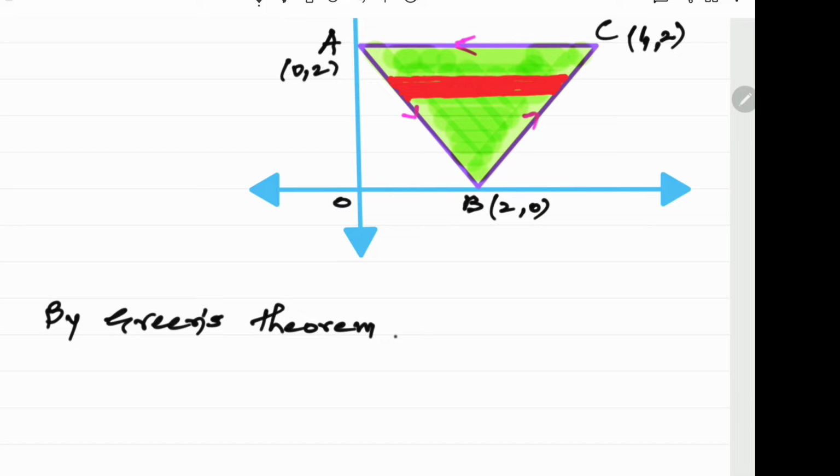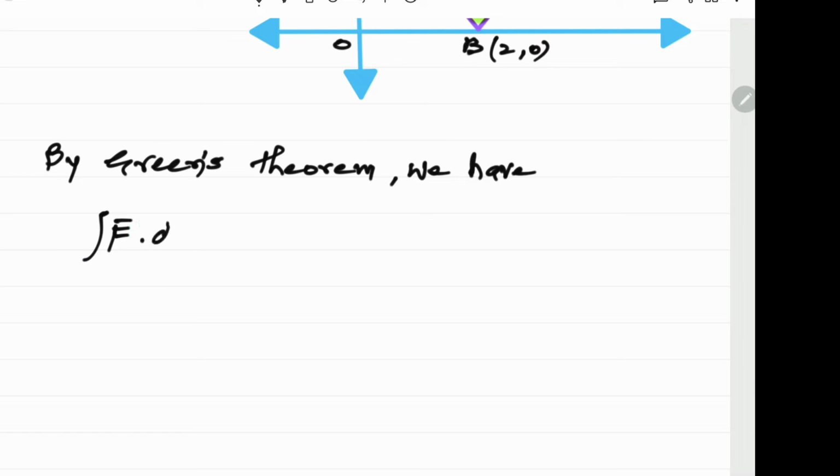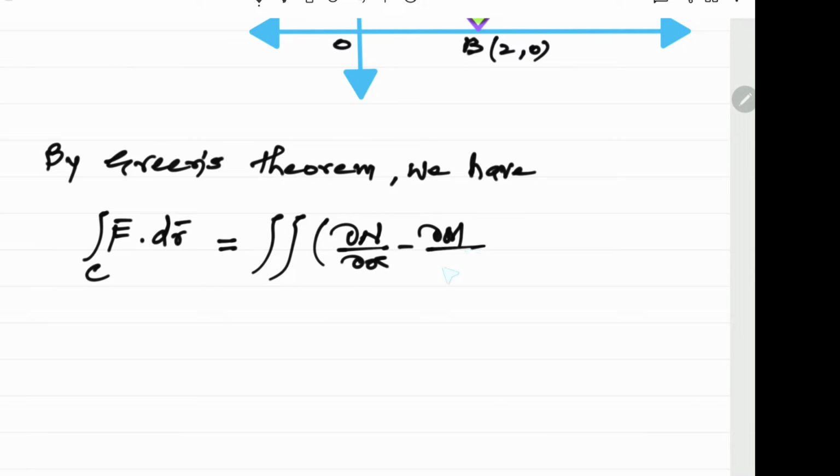Green's theorem states like this: the line integration of F bar dot dr bar over the curve C is equal to the double integration of (dou N by dou x minus dou M by dou y) with respect to x y. We call this equation number 1. Then we have to find the value of the left hand side and the value of the right hand side.